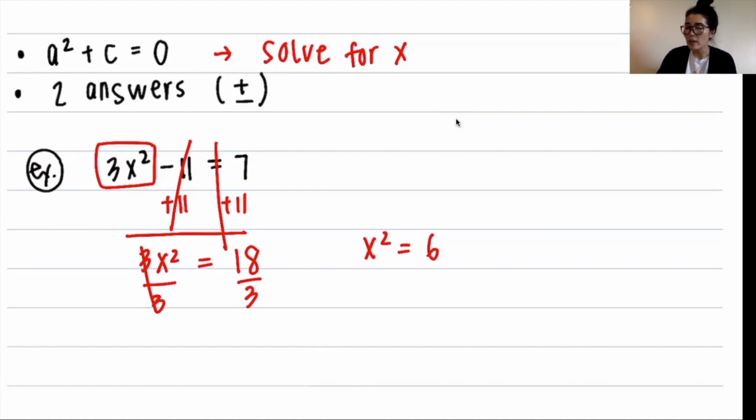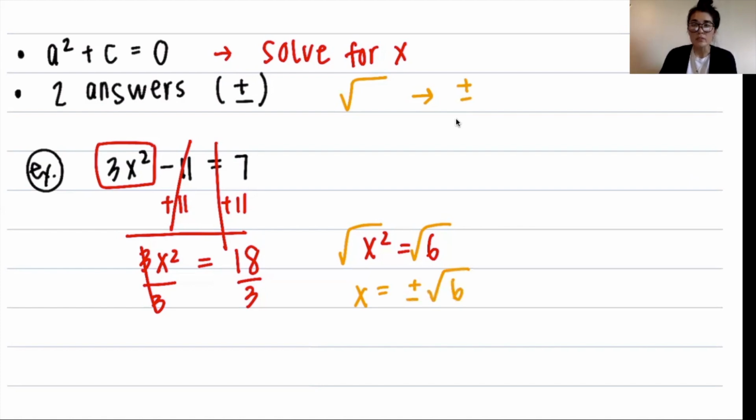All right, and then your last step here again is going to be to get rid of that square. And to do that, you're going to take the square root of both sides. So you're going to get x is equal to, and this is what I want to remind you though, anytime you take that square root, you want to make sure that you are giving a plus and a minus answer. So you're going to have x is equal to positive and negative square root of 6.